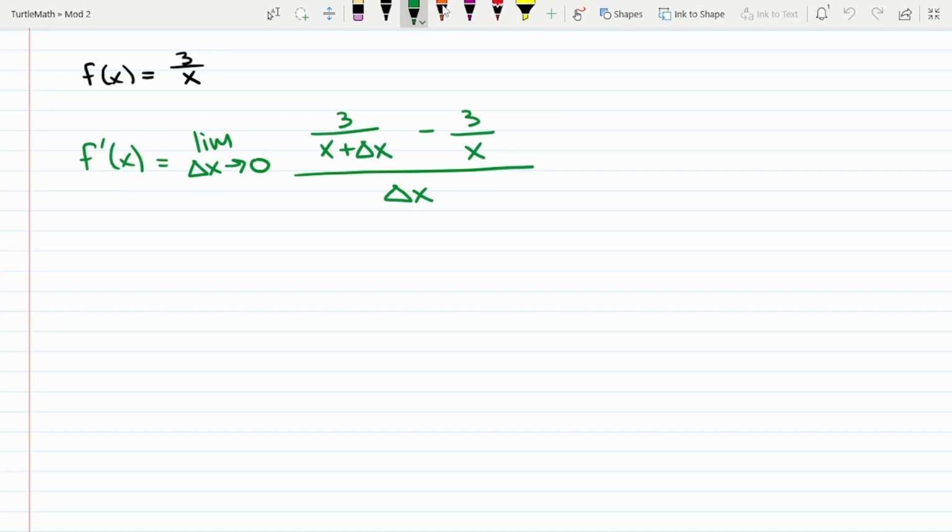So remember that when we're working with fractions with different denominators, our first step is going to be to try to get the same denominator so that we can combine them and get rid of any extra fractions that we're working with. So what we're going to do here is multiply the 3 over x plus delta x by an x on the top and the bottom, and our negative 3 over x by an x plus delta x on the top and bottom. And you'll see that'll give us the same denominator, and we'll be able to combine our fractions.